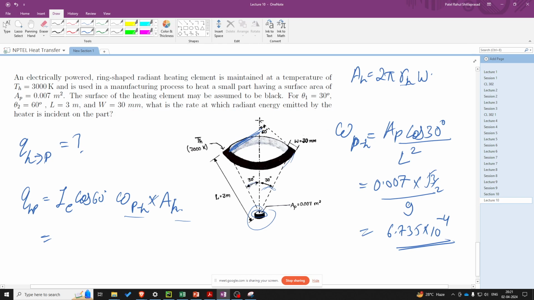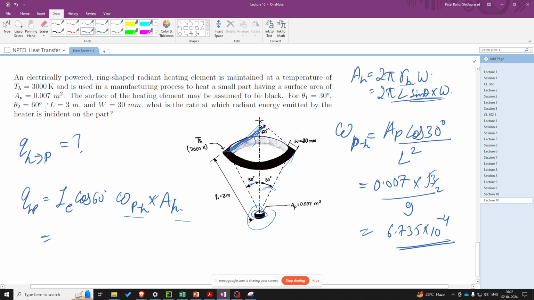So if this is 30 degree, this is a length of 3 meter. So this radius will come around L sine 30. No, L sine... so this is 60. Okay, so this is 60, so this will be 30. Yes. 2 pi L sine 30 into W, which is 30 mm. So this you can put over here.